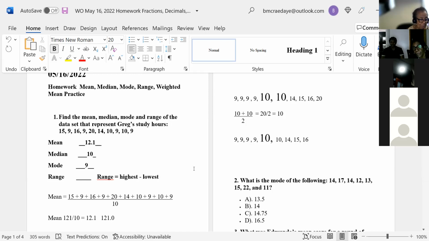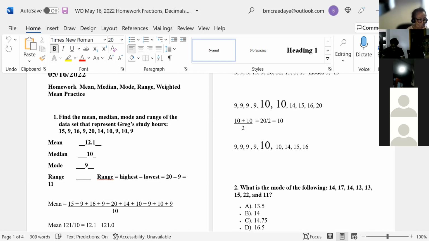Highest minus lowest, oh right. You made a mistake on yours. Yeah, I made a mistake, Miss. I know what to do now. Highest minus lowest. So I have 20, and the lowest is 9. Your range is what, Mercedes? My range should be 11. That's right.